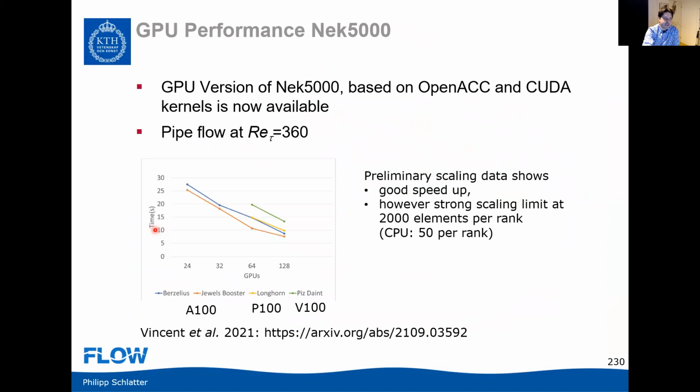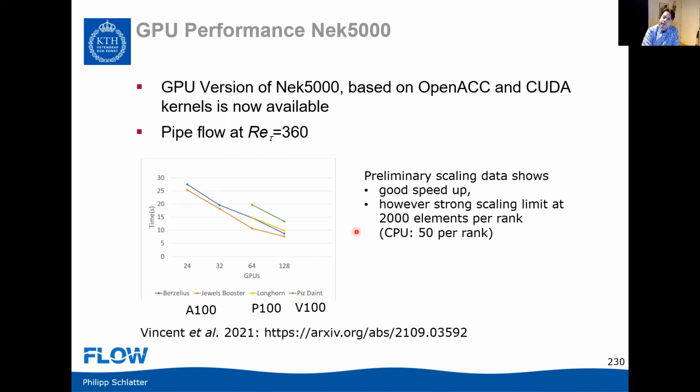Final thing I would like to mention is also that we have been working on GPU versions of NEC5000, and there is now a number of different versions for NEC5000 available that support GPUs. In our case, we have worked on OpenACC and the CUDA version, and right now we're also looking at OpenMP. Now, without going into much detail, here you can see the scaling on multiple GPUs, where we have used A100s, P100s and V100s, and you can see how we can actually do strong scaling.